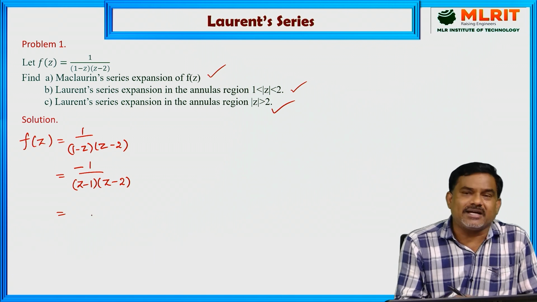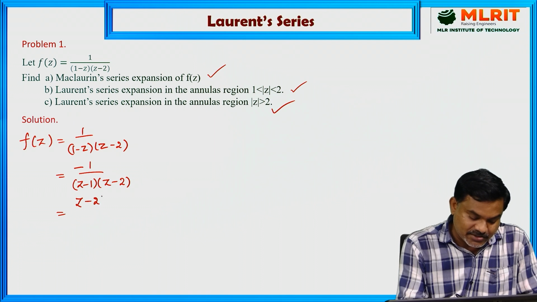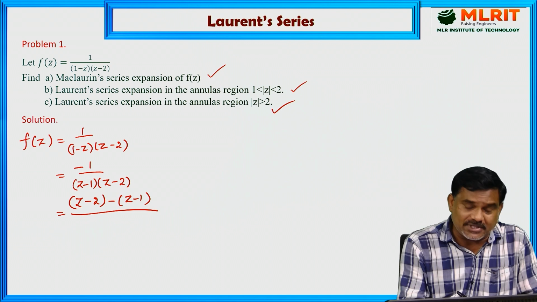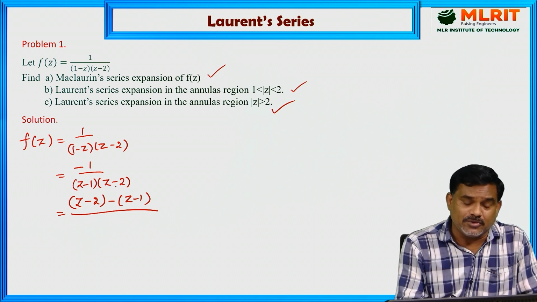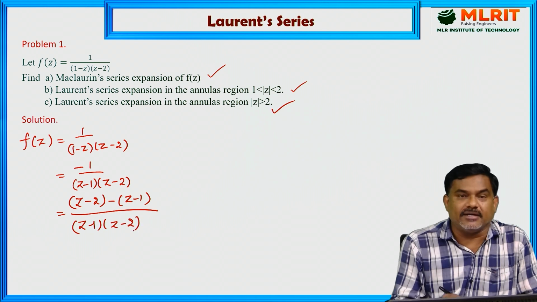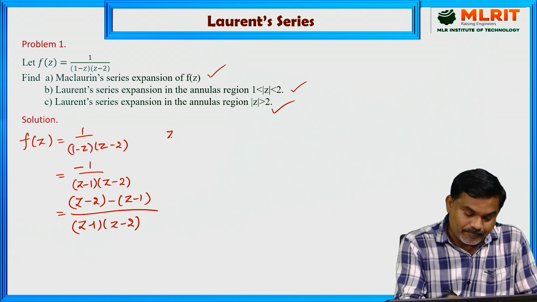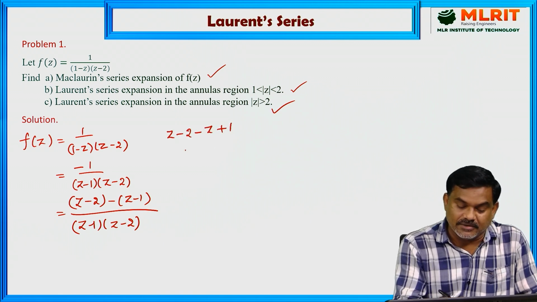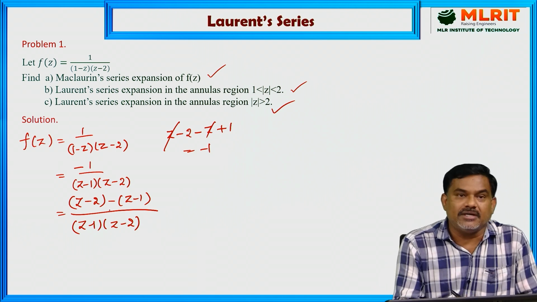So by direct simplification, for example here this minus 1 can be written as z minus 2 minus z minus 1. I am trying to get the same terms in the numerator. So in the denominator I have z minus 1 and z minus 2. Now I am using those two terms to express this minus 1, so that it can be simplified in a simple manner. Now you can cross check this, z minus 2 minus z plus 1. So minus 2 plus 1 is minus 1.